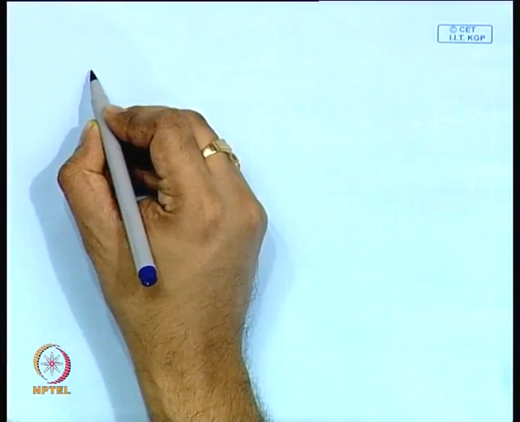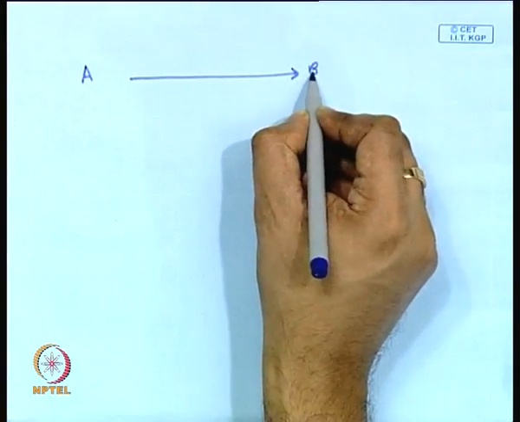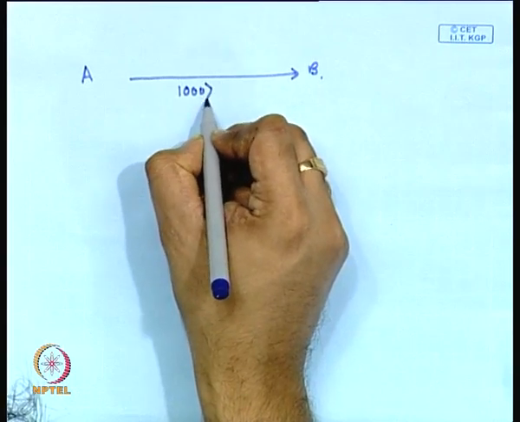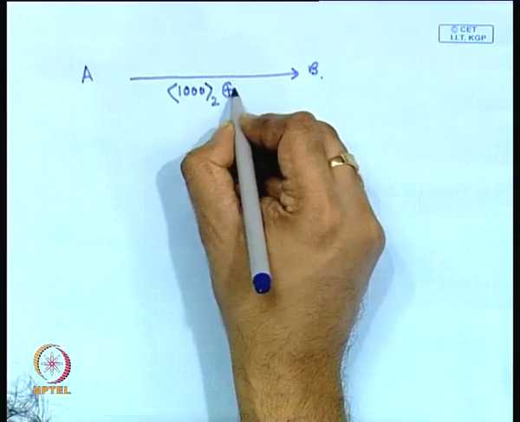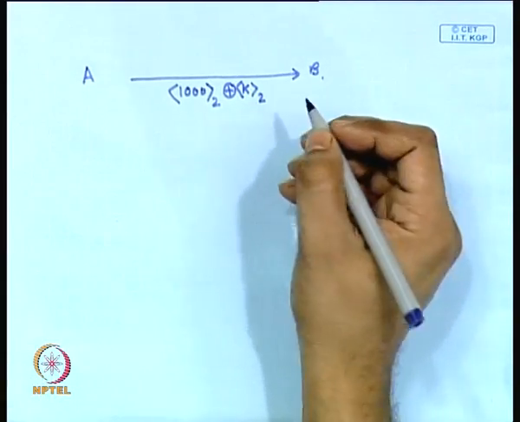So what I mean is like this. Therefore, imagine that Alice is sending information to Bob, and it is sending the encrypted output of, say, 1000, as we have seen in the previous example. So it is, for example, sending this 1000 XOR with the binary value of a key.